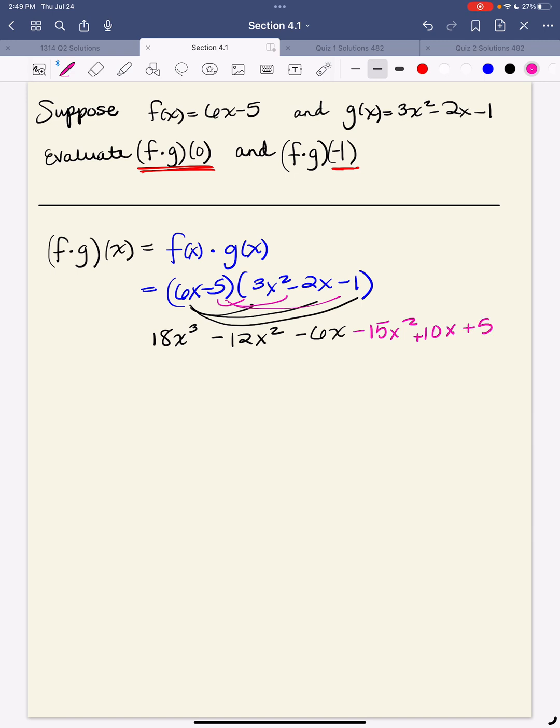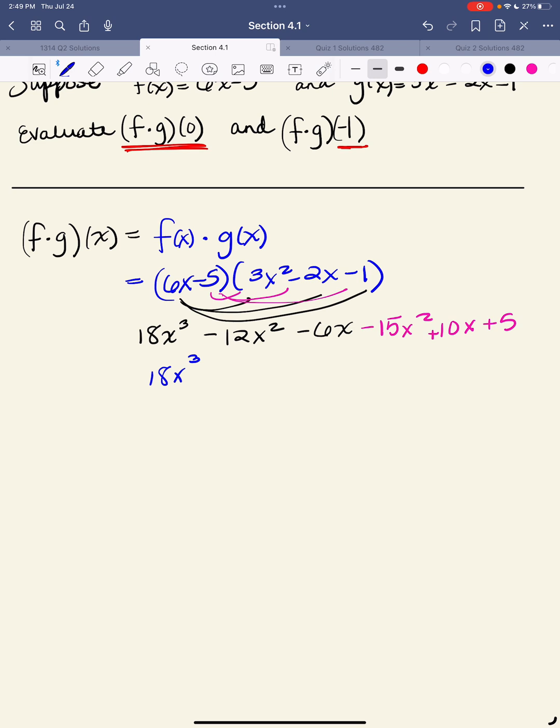We can clean this up now, and we've got a single x cubed term, or we only have 18 of them, but we don't have any combining of cubes, so we'll just have 18x cubed. I can combine my minus 12x squared with a minus 15x squared to get a minus 27x squared. Combining just the x's gives me a positive 4x, and I still have plus 5. So this is the product for the functions f and g.